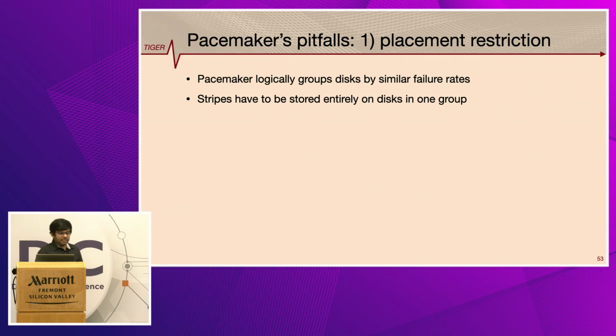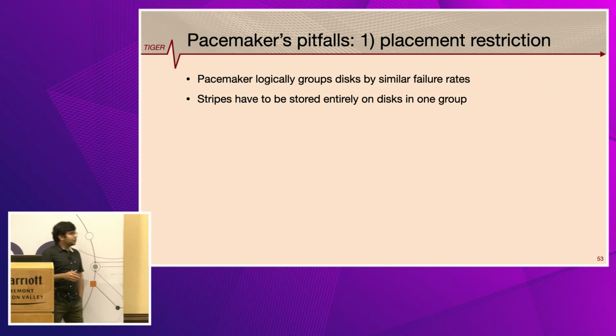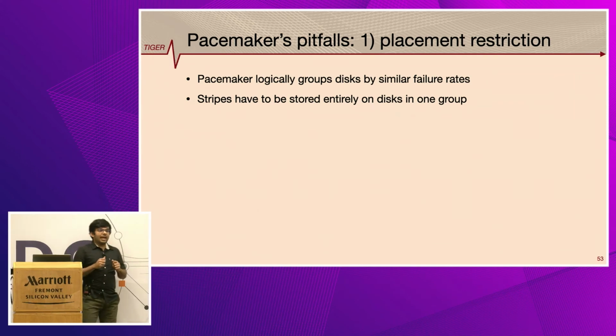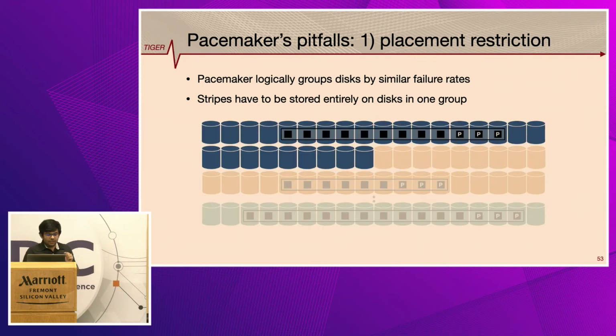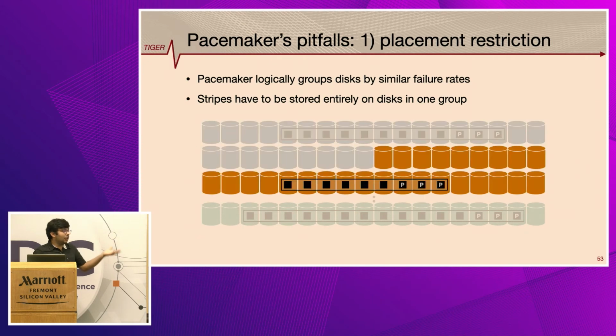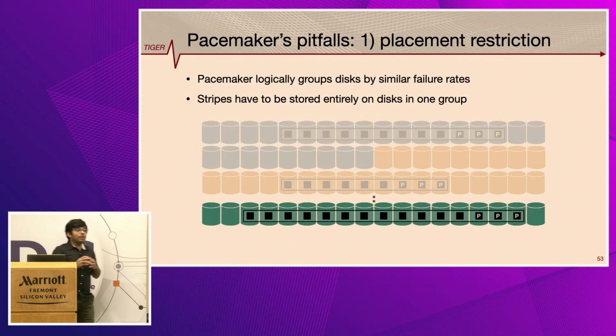One is that Pacemaker logically groups disks by similar failure rates. So stripes in Pacemaker have to be entirely stored within one group of disks having the same failure rate, right? So either a stripe resides in the blue disks or yellow disks or green disks. Now this poses a placement restriction, which is a very expensive thing in a large-scale storage cluster.